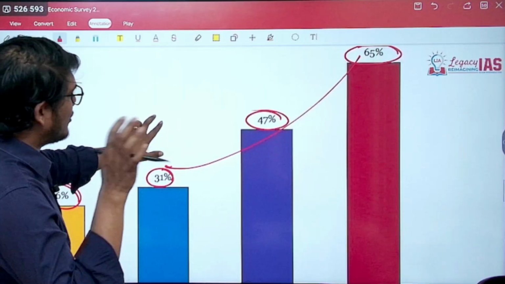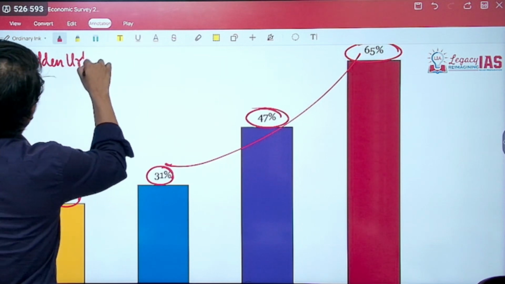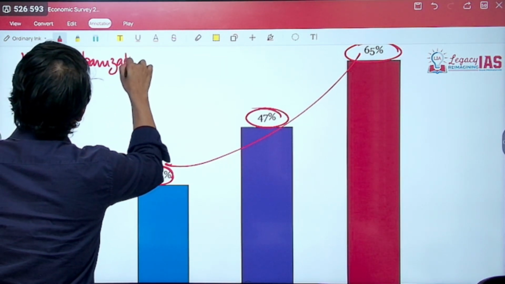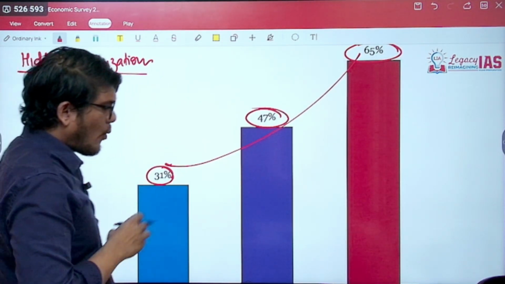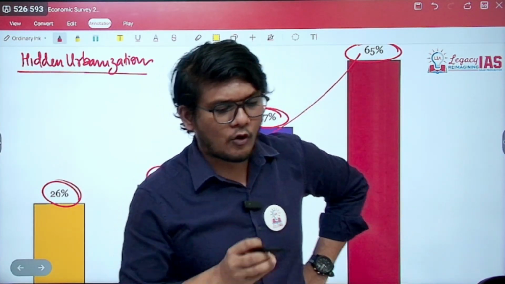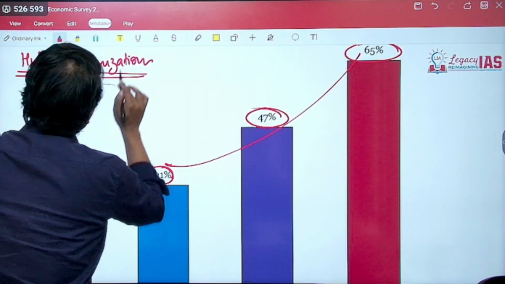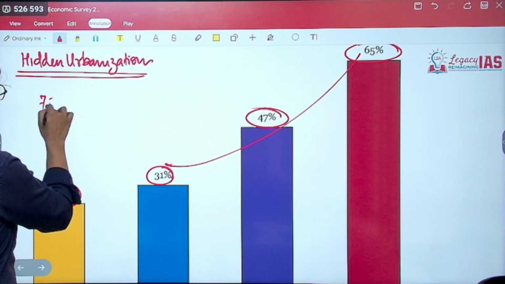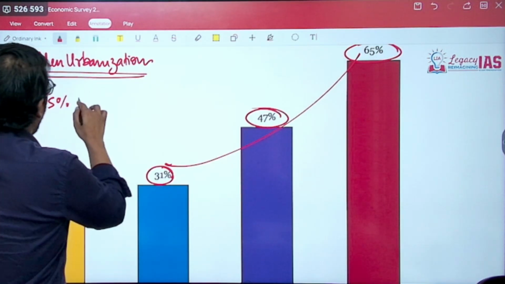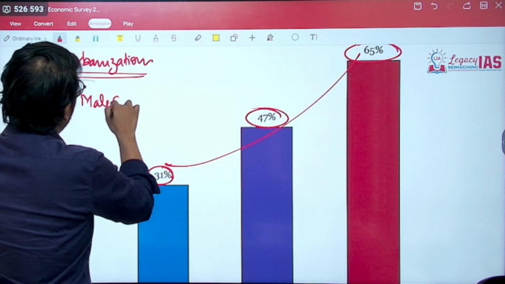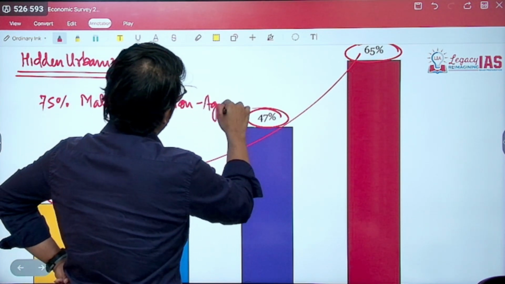Now let us understand, there is no doubt that there is a concept of hidden urbanization in India. Hidden urbanization concept is there in India. What is the hidden urbanization concept? See, the idea is, one of the criteria for an area to be called an urban area, as per our own criteria, the census criteria, is the fact that minimum 75% of the male population should be engaged in non-agricultural activity.